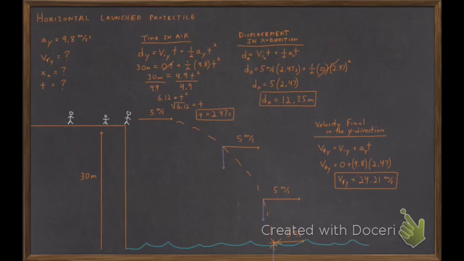Alright, so just a quick review. We said when we have a horizontal projectile, we know that Vx is constant and Vy changes, and we said that's due to acceleration from gravity.